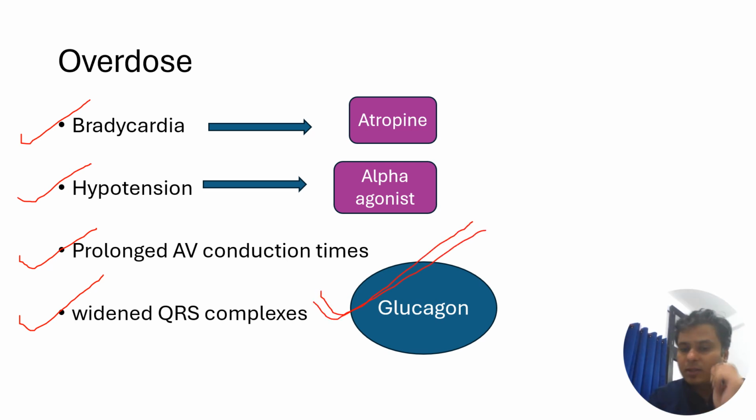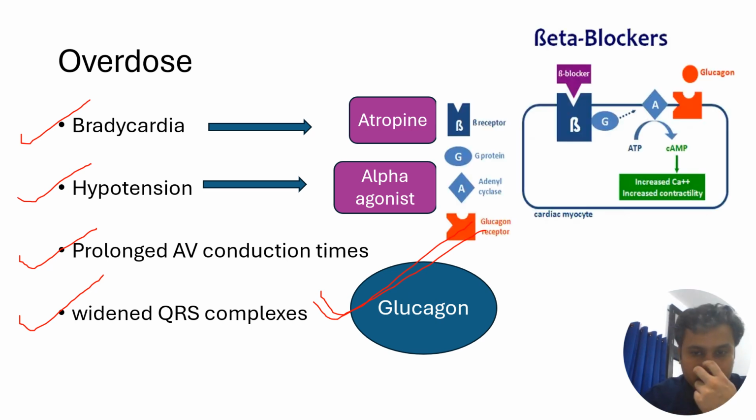So glucagon is also a first line drug for the management of beta blocker poisoning. We can use atropine for specific conditions of bradycardia. We can use alpha agonists to correct hypotension, but glucagon is used. So what is glucagon doing? Glucagon is increasing the levels of cyclic AMP.